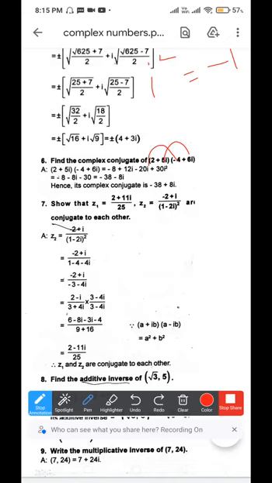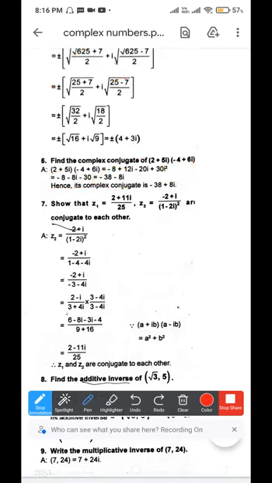Then 5i into -4, 5 fours are 20, so -20i. Then 2 into 6i is 12i, okay. After opening the brackets, we know wherever there is i square, we can write -1. Then just simplify and we'll get the answer as -38 - 8i.